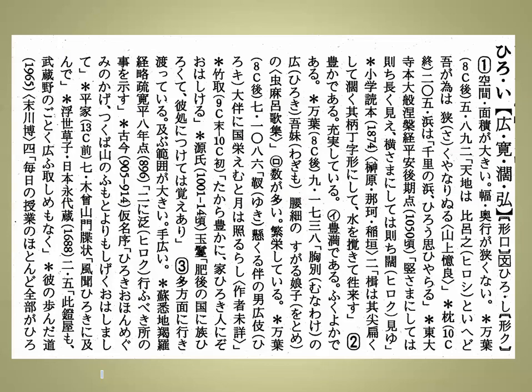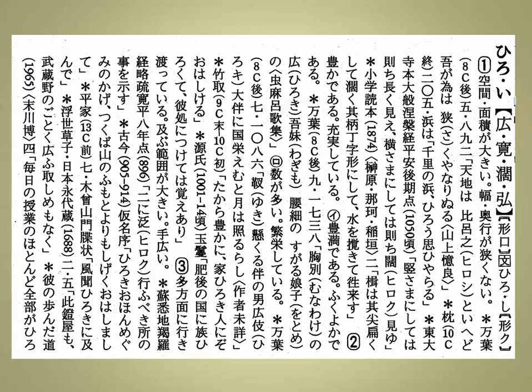Here's an example of the entry for Hiroi from the Kokugo Daijiten. So what do we find? Well, we find the word, we find the dot that indicates how it inflects. And then we see the 4 different kanji that might be used to write hiroi depending on the context. Okay.